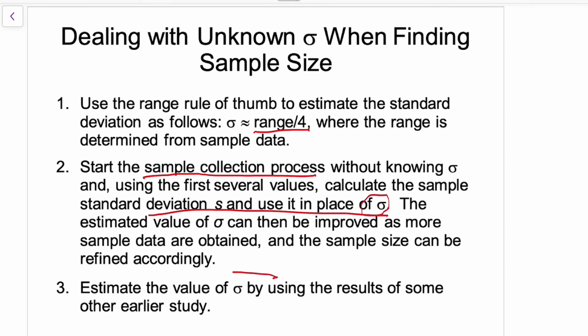And if you take a bunch of sample standard deviations, we can use those to estimate our sigma. Lastly, maybe an earlier study may have already estimated sigma. And that way, we can use that old estimate of sigma. Those are three ways to get around this problem.